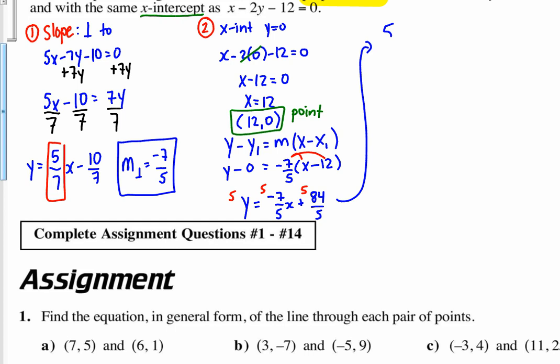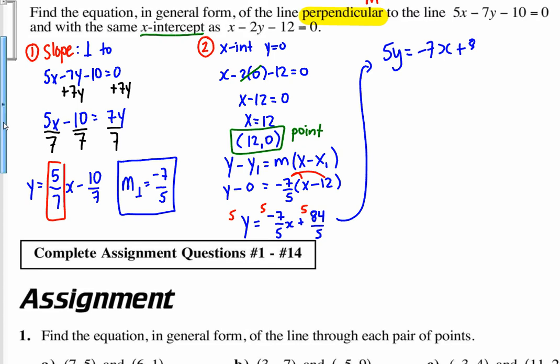You get 5y equals negative 7x plus 84. Oh, come on, computer. It's time for a restart. Was it doing this yesterday? Freezing on you? I must need a restart. Just gotta wait for it. Sorry, guys. And then what are we gonna do next?